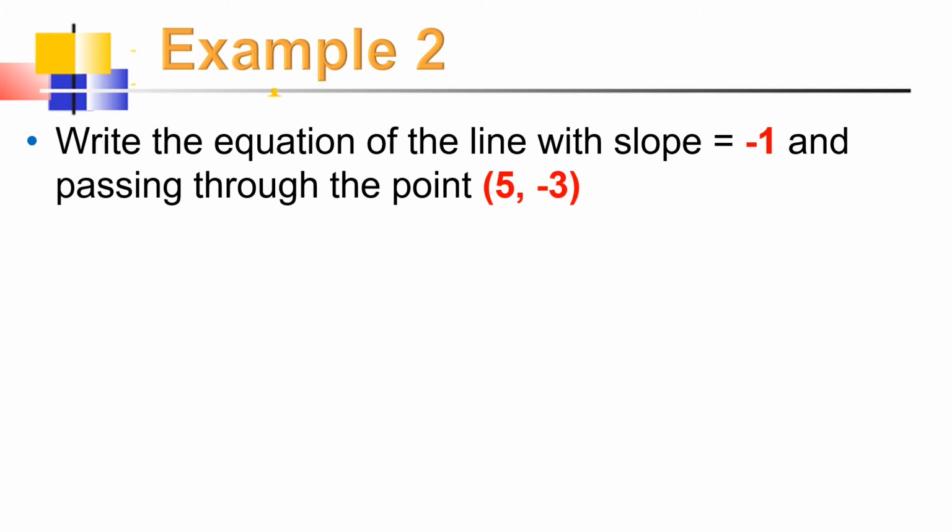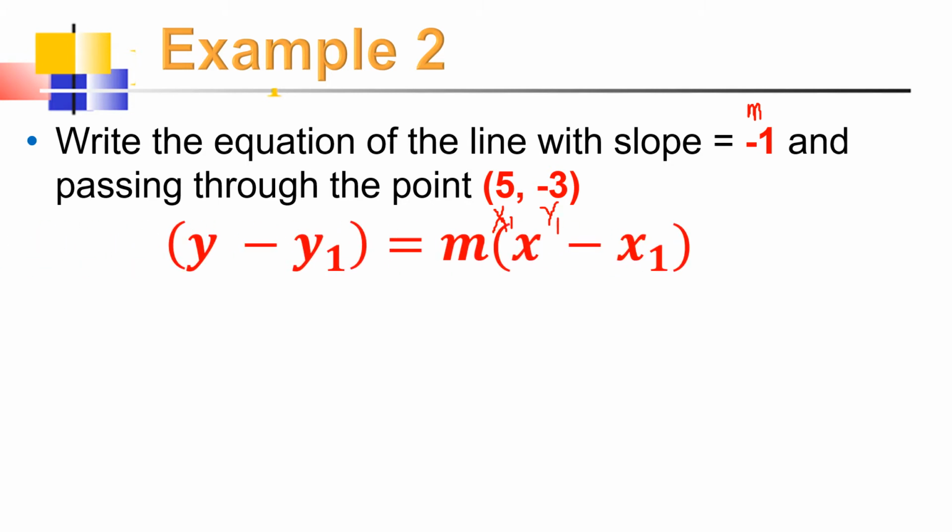Let's try another one. Write the equation of the line with the slope negative 1. This is the slope, m. That passes through the point where x sub 1 is 5 and y sub 1 is negative 3. Okay, by applying the point-slope form formula, we have y minus y sub 1 is equal to m quantity x minus x sub 1.